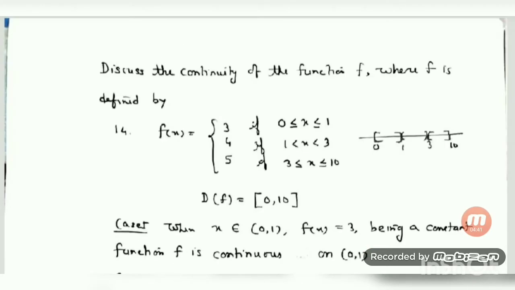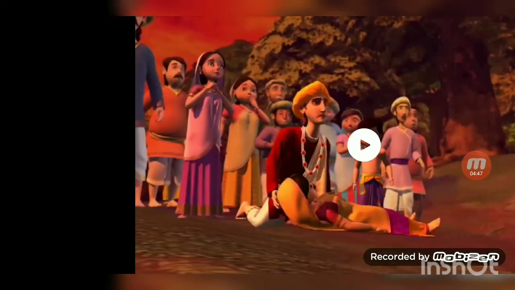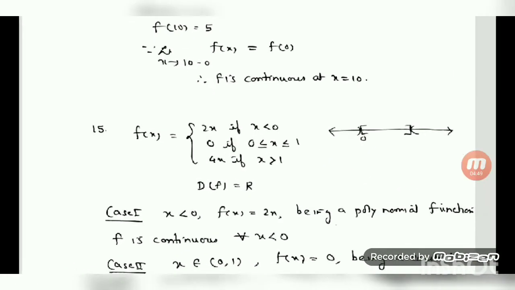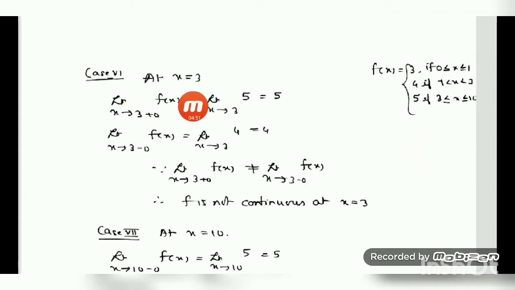After this we have to go to the next case, 3, and then 10. Now let us go to this case, the question at the point x equal to 3. This is your function, again I have written. So at the point x equal to 3, for x greater than 3 the function is defined by 5, and for x less than 3 the function is defined by 4.